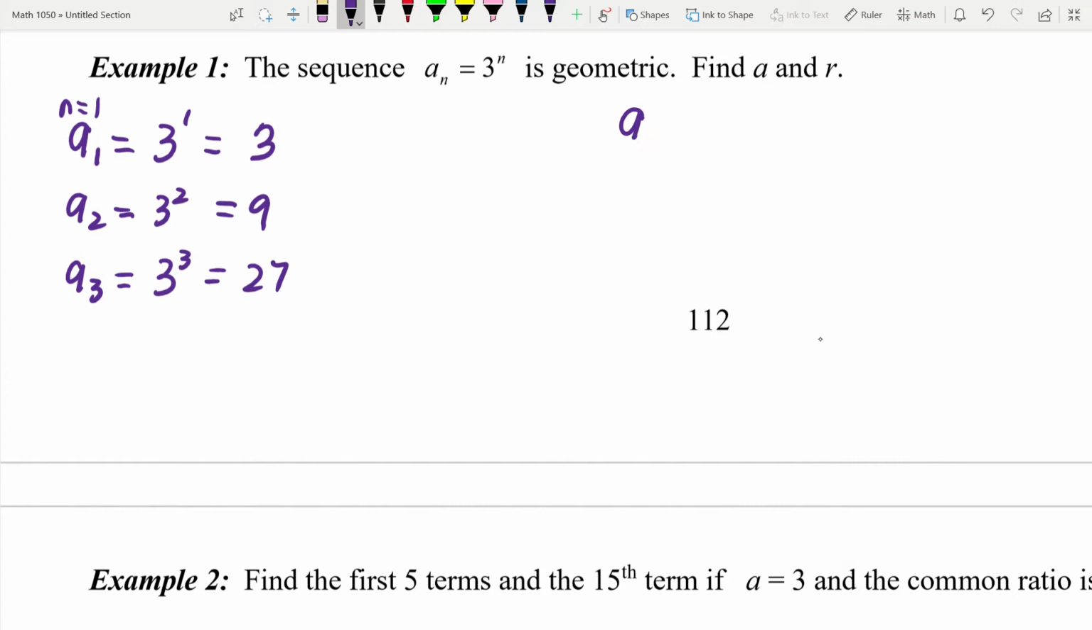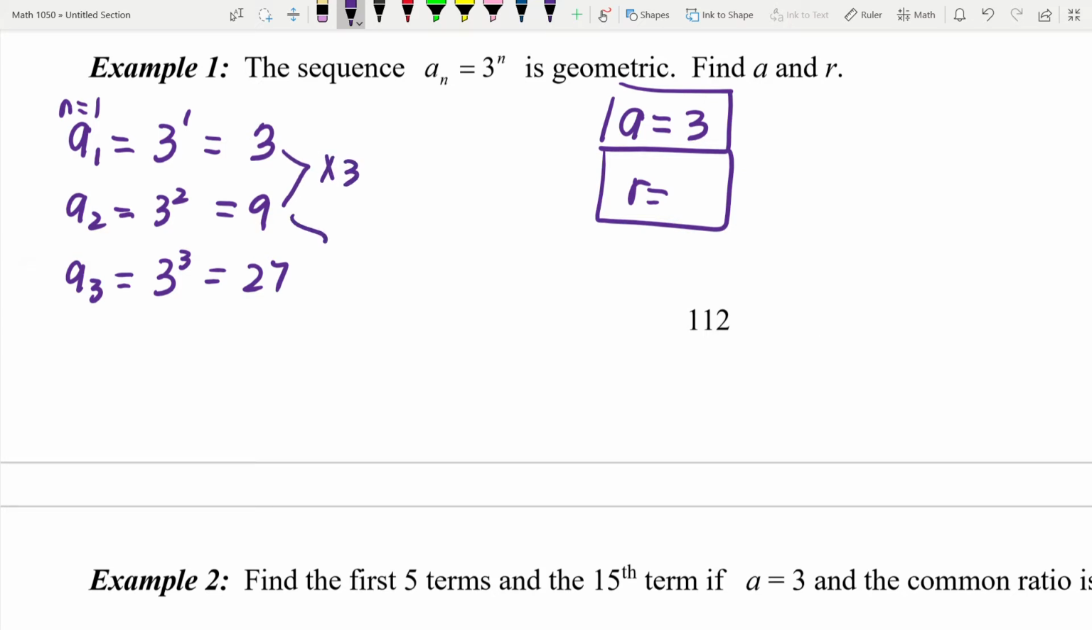One of the things they want is your A, which is the same thing as A sub 1, which is 3. The other thing they need is the common ratio, so it's what we're multiplying by. 3 times 3 is 9. 9 times 3 is 27. So your common ratio is 3, and you're done.